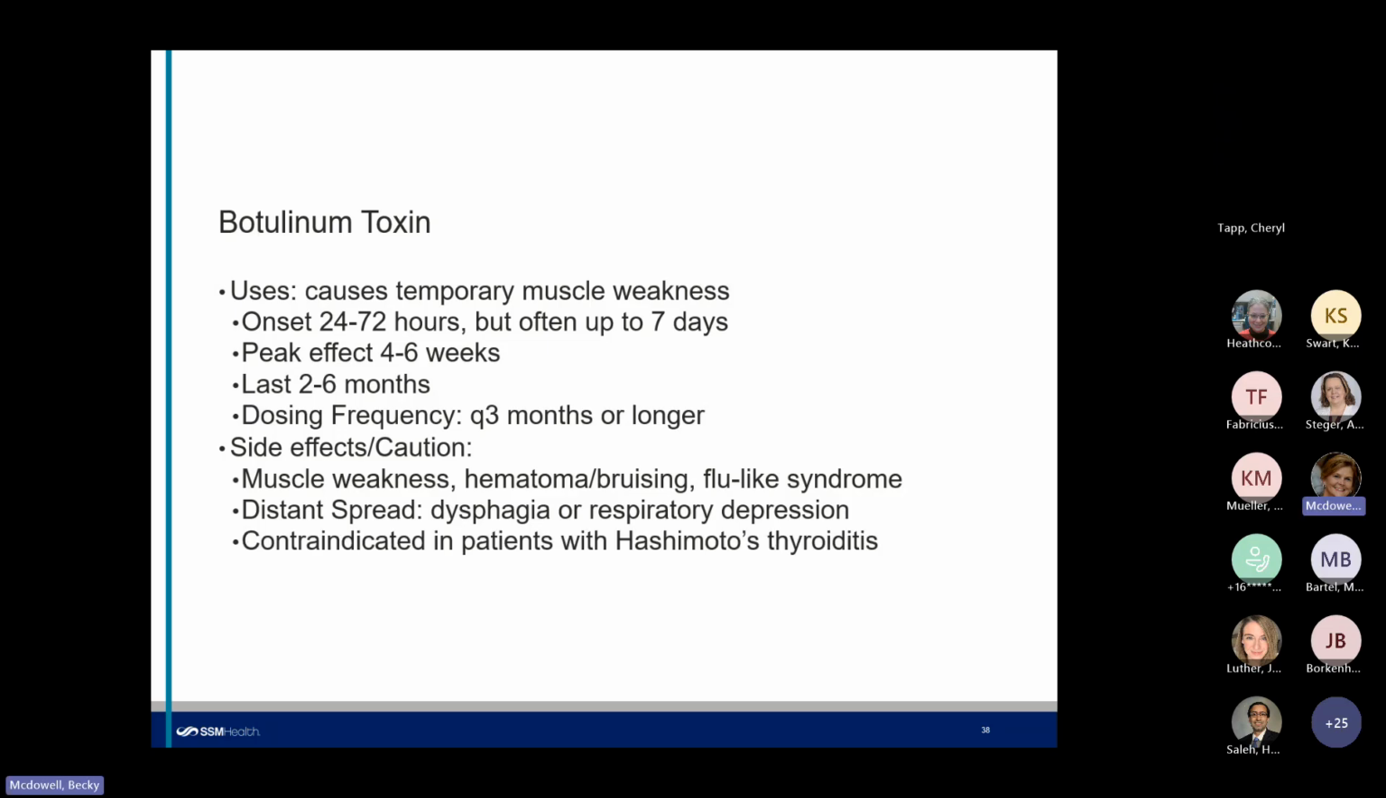Botulinum toxin is contraindicated in patients with Hashimoto's thyroiditis. And another thing to know about botulinum toxin is you can get immunity to it. This usually occurs if you're doing high doses or if you're doing short intervals. That's why we go every 3 months, because going 1 month to 2 months may lead to increased immunity, and then you've lost that mode of treatment.